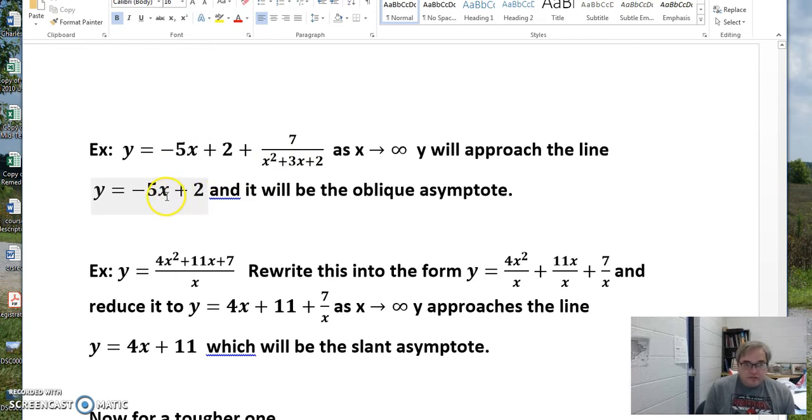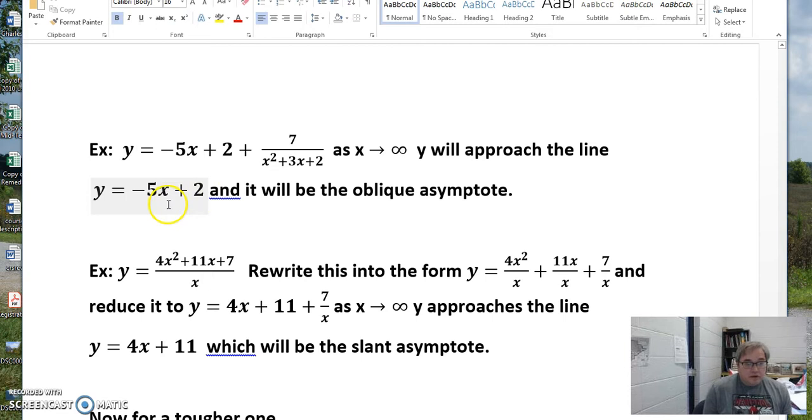That's an oblique asymptote. This function, when x is large, and when I say x is large, x is going to infinity, it could just as easily go to negative infinity, it's going to approach this asymptote. And for large x, it's not going to cross it. It's just going to approach it.